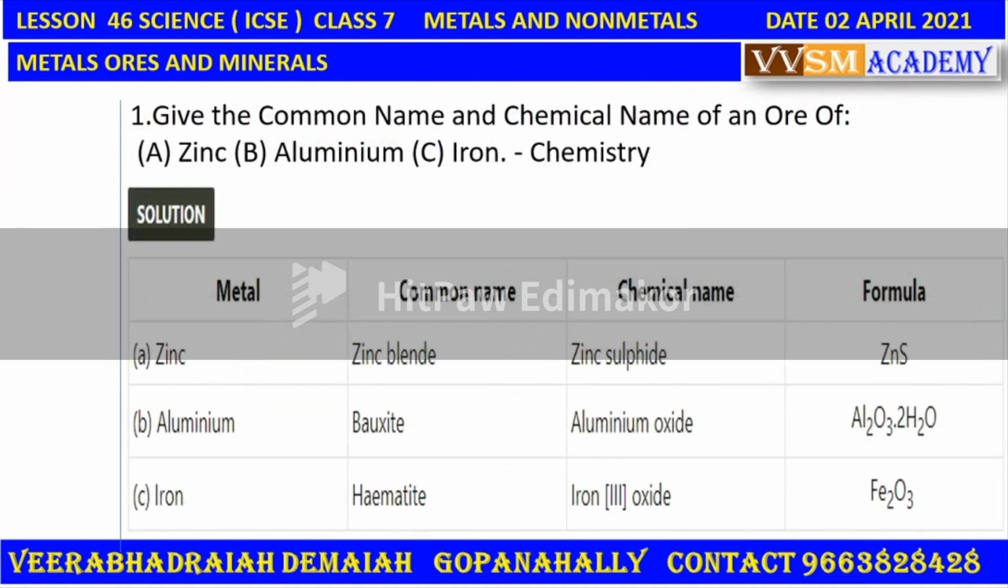Now, give the common name and chemical name of an ore. Zinc. Zinc blende is the common name. Chemical name is zinc sulfide. Formula is ZnS. Aluminium, bauxite, aluminium oxide. Then iron, hematite, iron(III) oxide Fe2O3. This is the question.